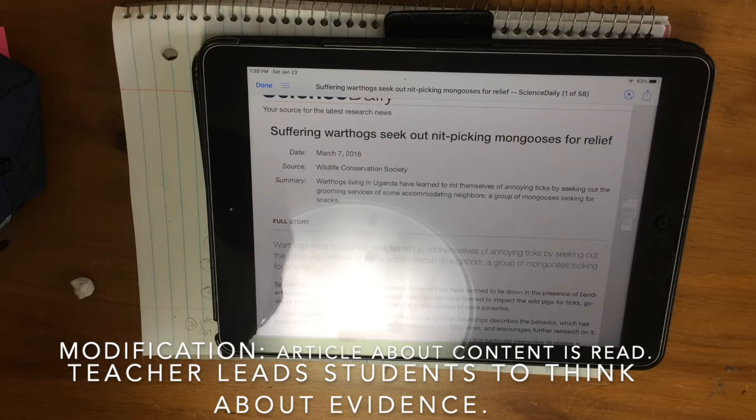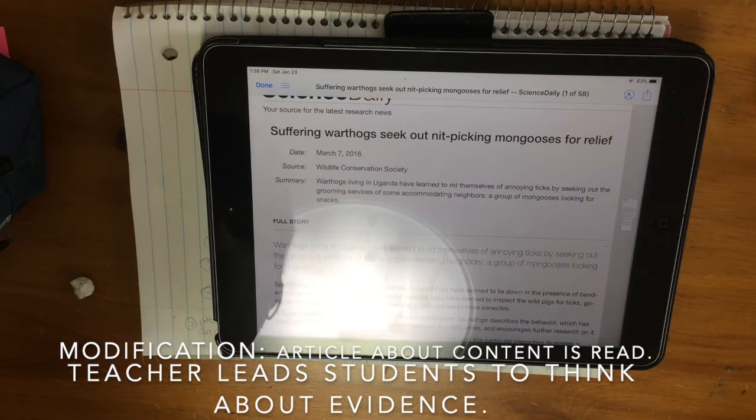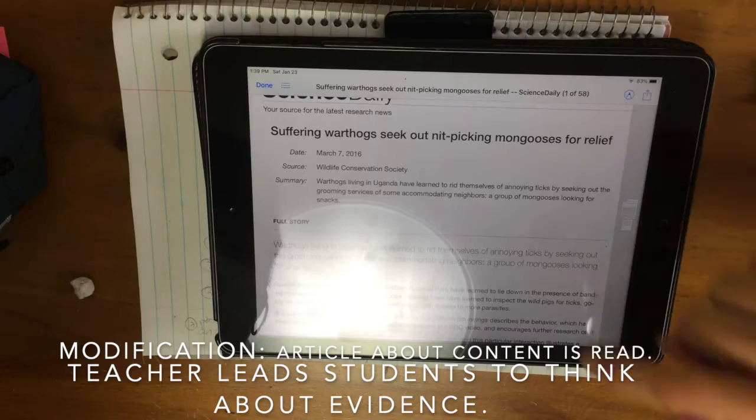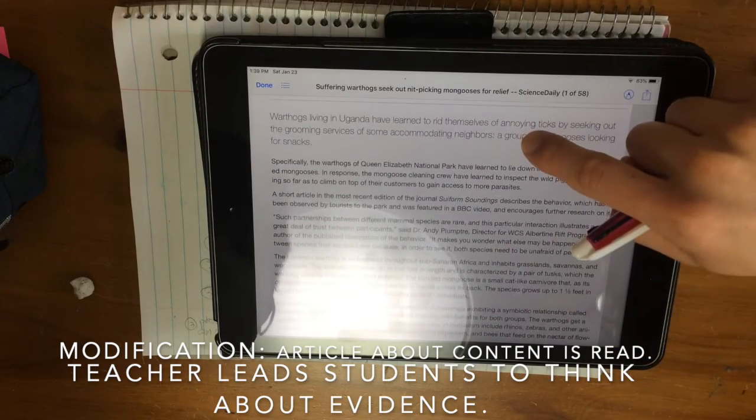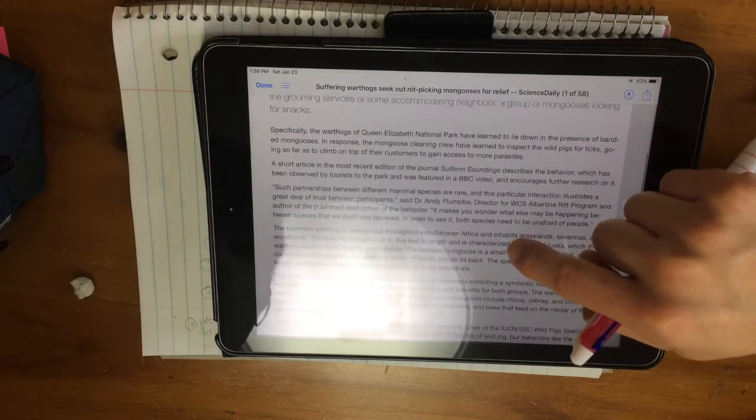Suffering warthogs. Yeah, warthogs. Warthogs seek out nitpicking mongooses for relief. Good job. Okay. So full story. What's nit? Yeah, nits are tiny little bugs. They're basically another way of saying tick. Tick. Yeah. Okay.